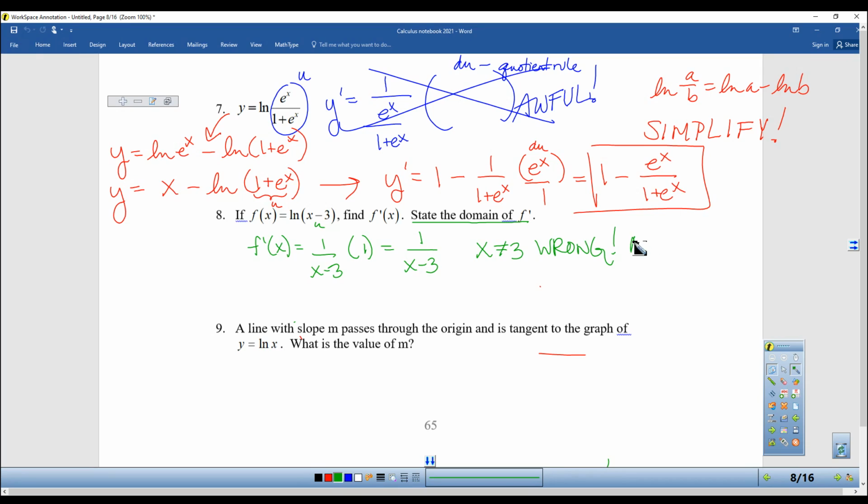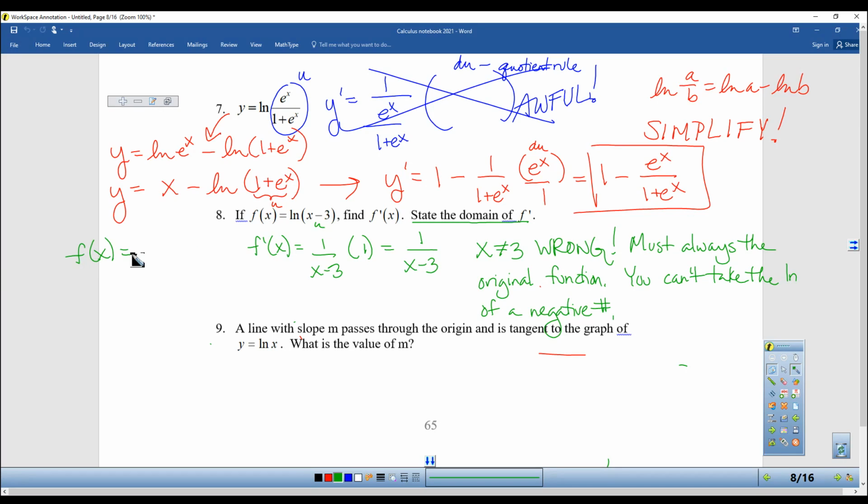Okay? You must always consider the original function. You can't take the natural log of a negative number. You can't take the log or the natural log of a negative number. And it's much easier to see graphically. So f of x is the natural log of x minus 3.